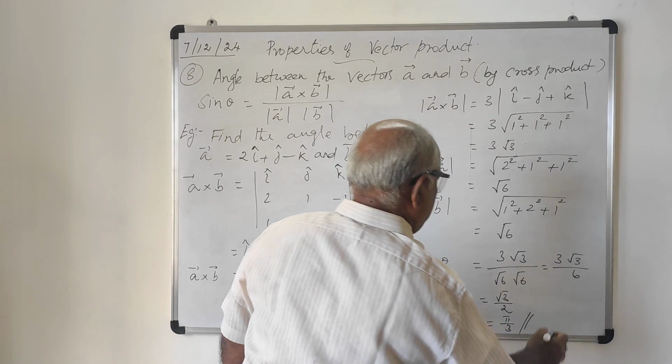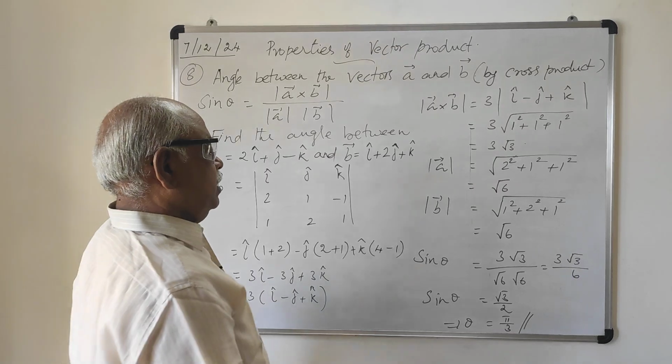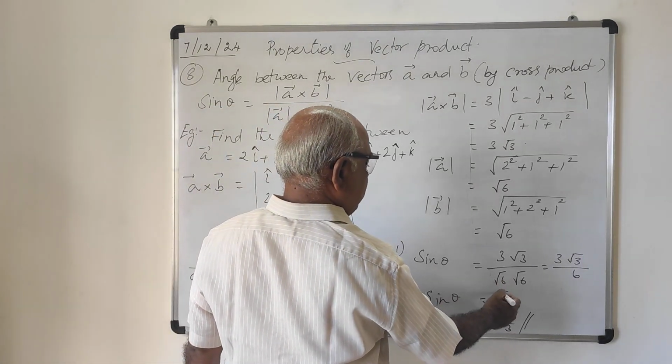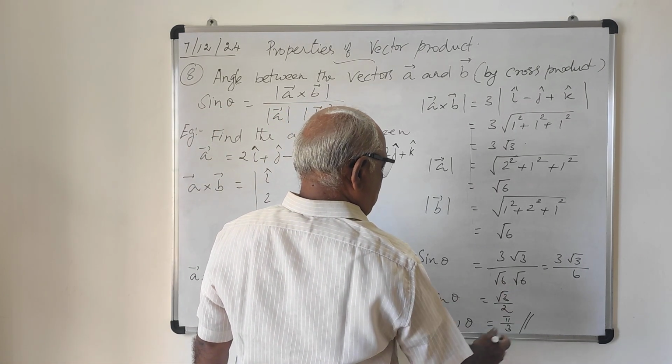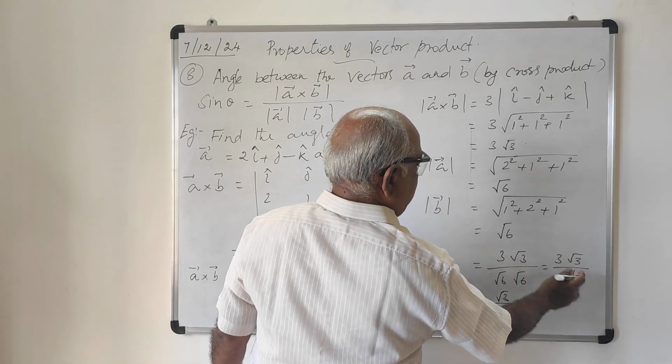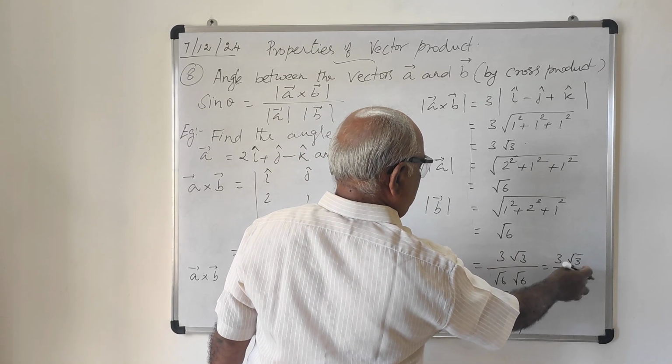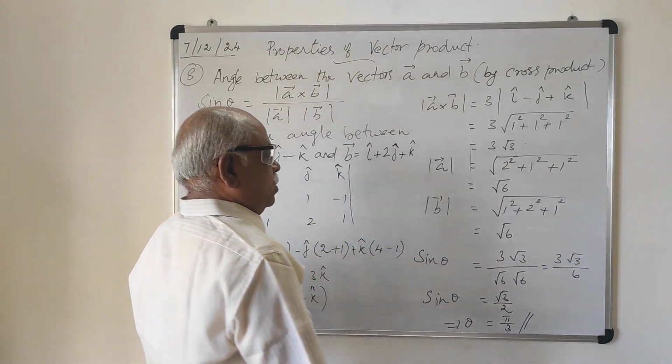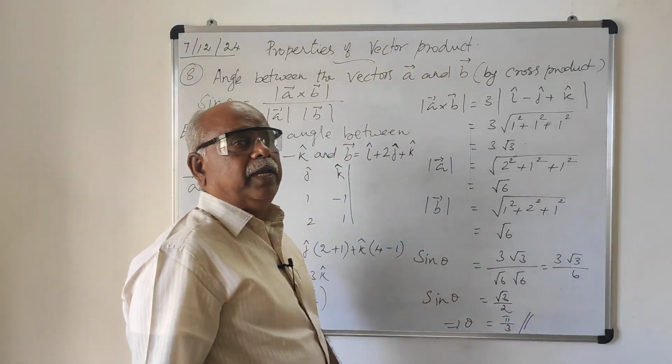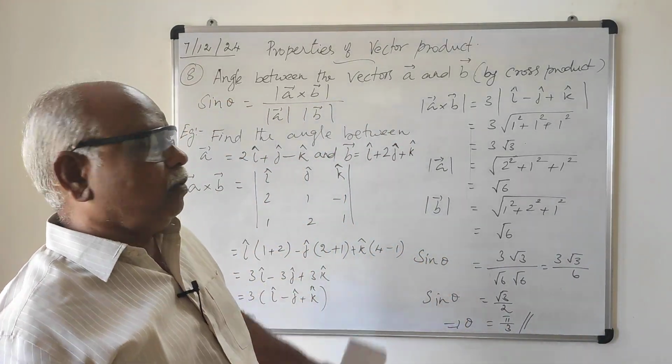The angle theta between the vectors A and B is pi by 3, 60 degrees, because sin 60 is root 3 by 2. Here you can cancel 3 by 6 and get root 3 by 2. So theta is 60 degrees, that is pi by 3. That's all about the problem.